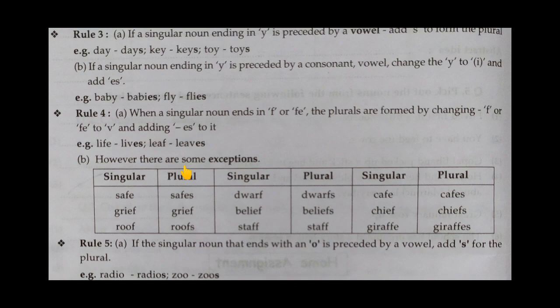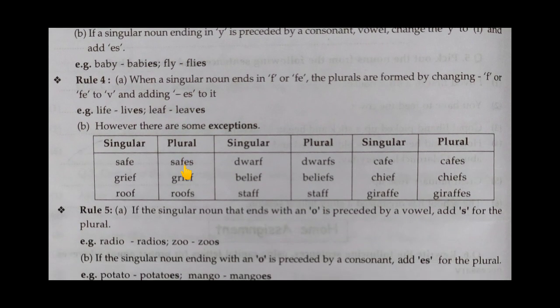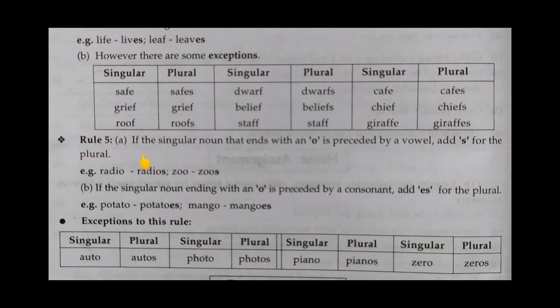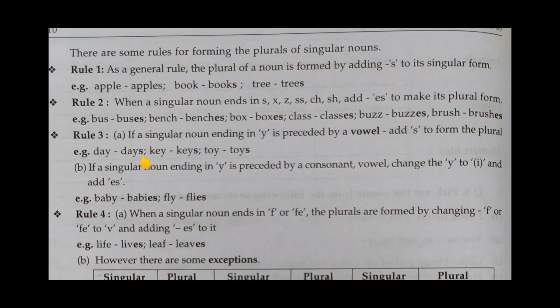So in all there are 5 rules to form a plural form from a singular noun. We will see that one by one. There are some rules for forming the plurals of singular nouns. So we will see the first rule. As a general rule, the plural of a noun is formed by adding s to its singular form.